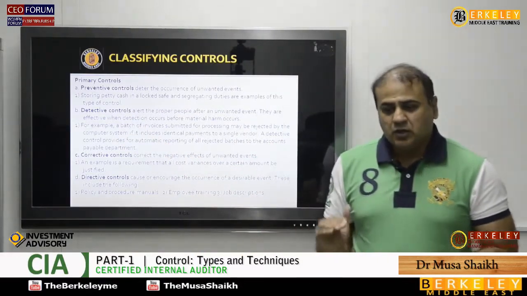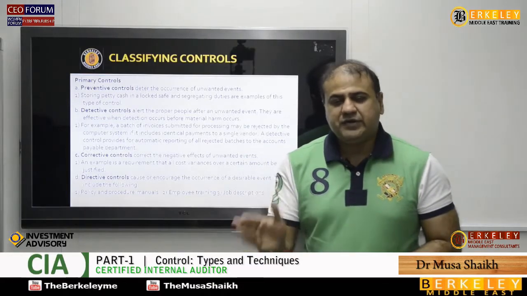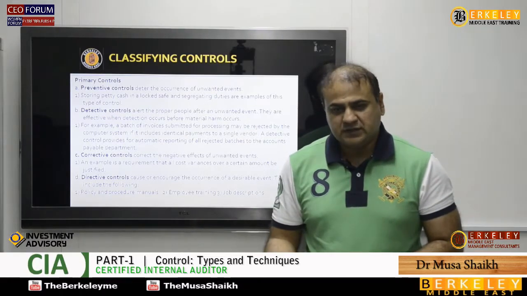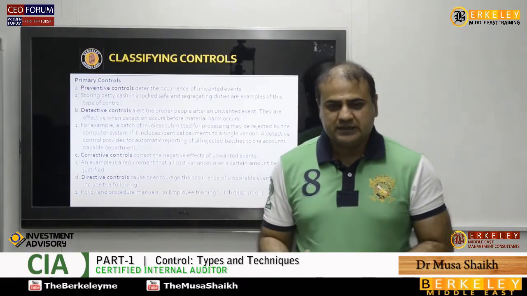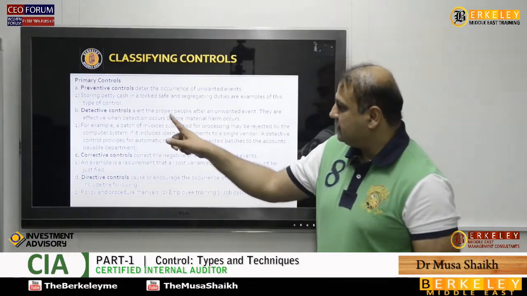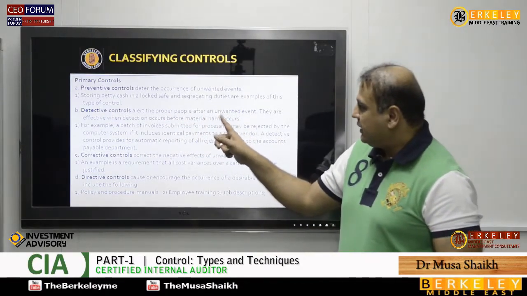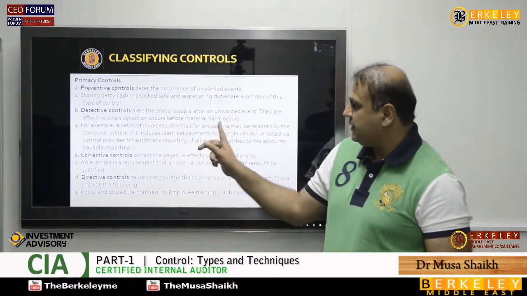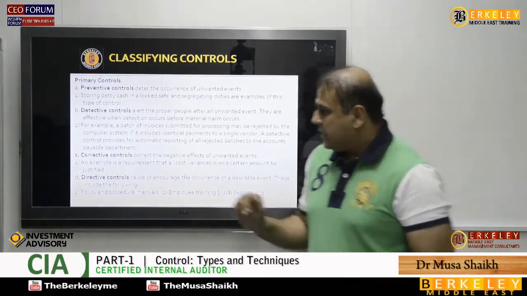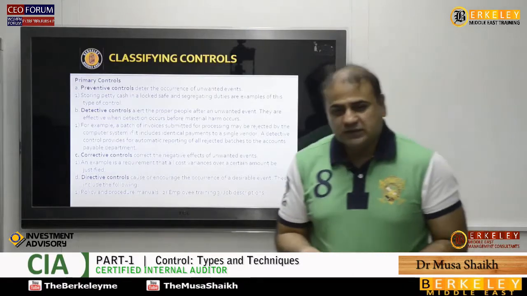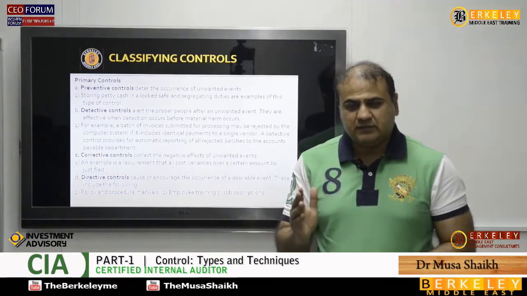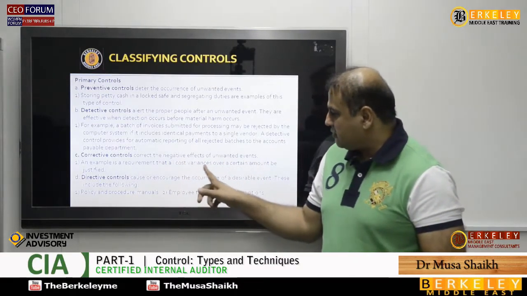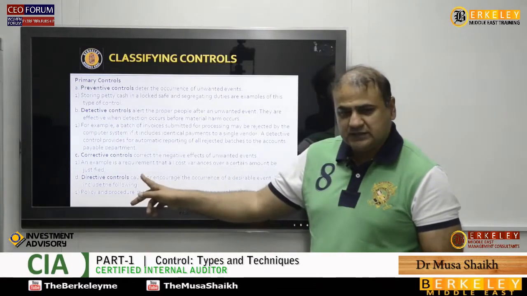Detective controls are on the field. For example, inventory or stock count is an example of detective. We have a report from the system and we are checking the deviations and discrepancies. So they alert the proper people after an unwanted event. They are effective when detection occurs before material harm occurs. The next one is corrective controls. Corrective is for correction. Sometimes you are correcting the negative effects of unwanted events. An example is all cost variances over a certain amount must be justified.